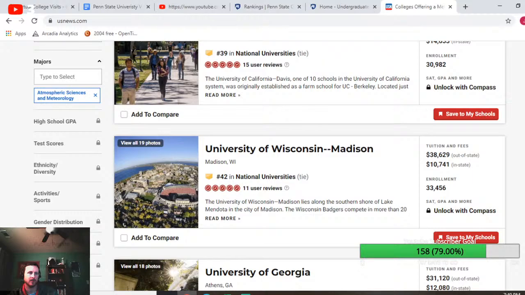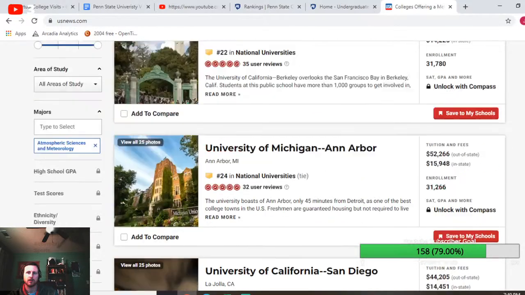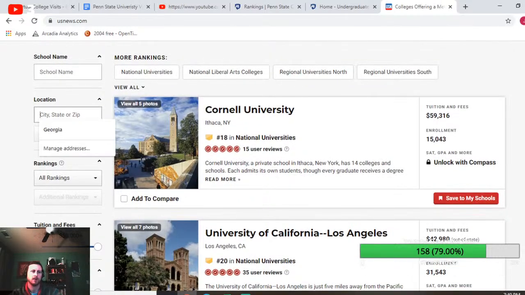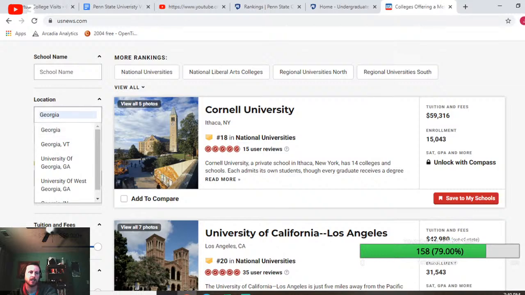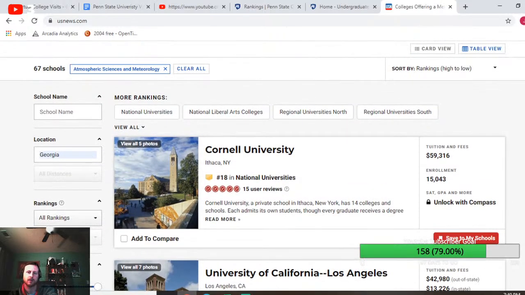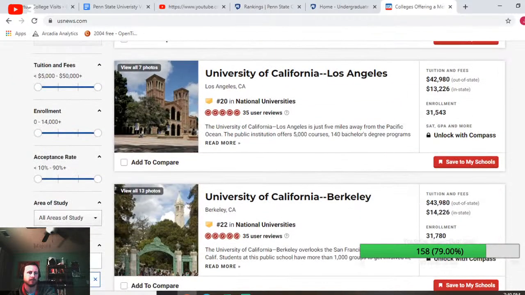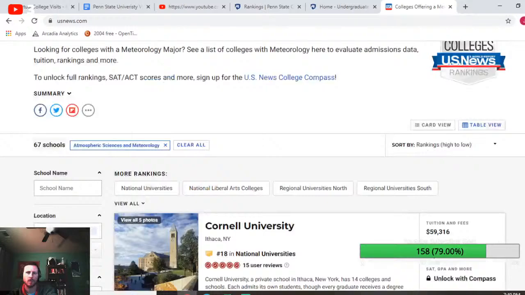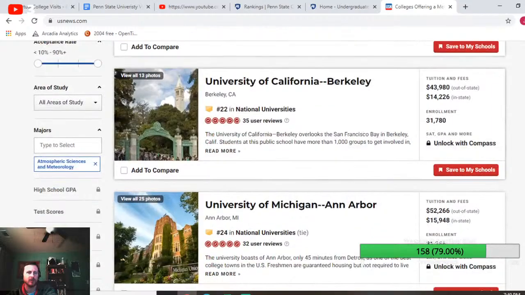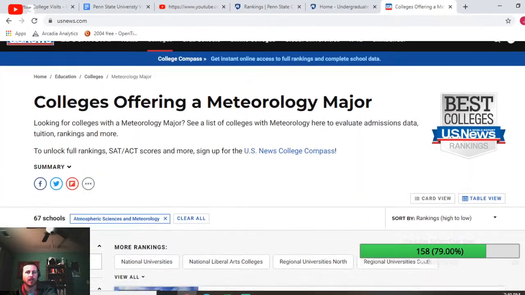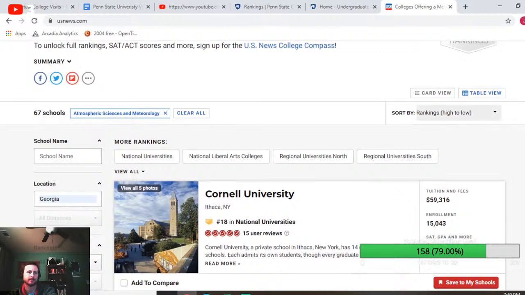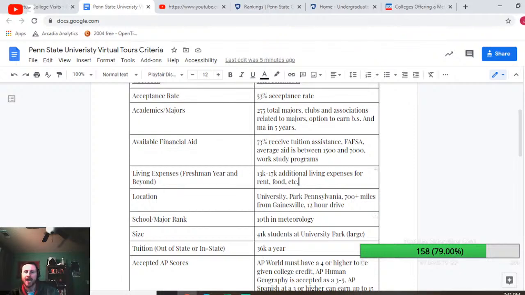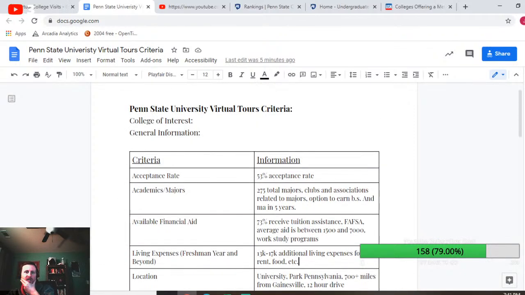Let's see. We don't want all rankings. We just want. Okay, well, that's not helpful. Location. Let's just do it strictly to Georgia and see if that changes anything. It probably won't, right? Okay. So my guess is something like UGA will be up there, but it won't be as strong, I would think. So I would say in this case, definitely well worth a top 10 major. And that brings us to a completed card.